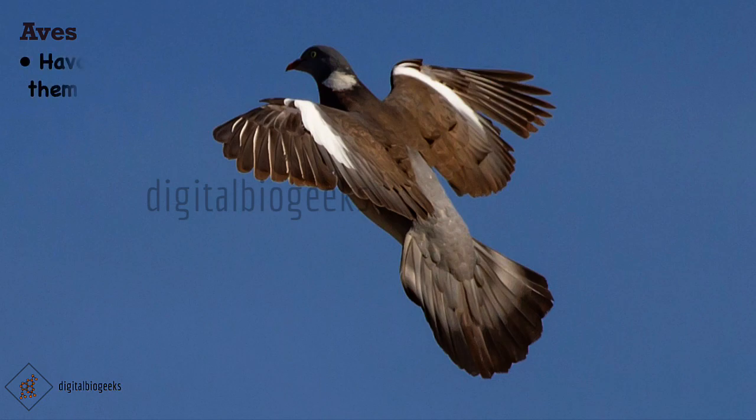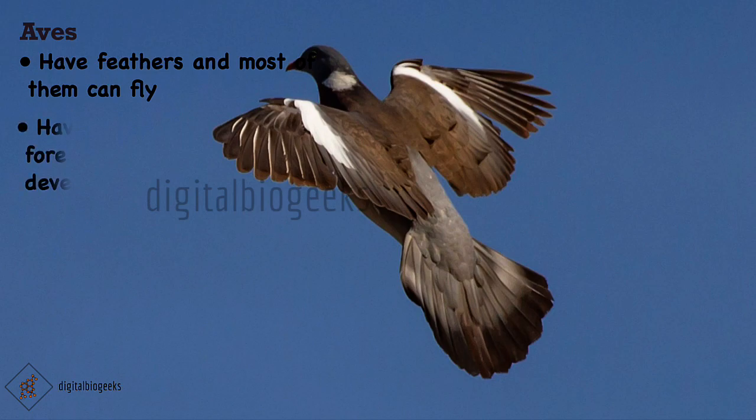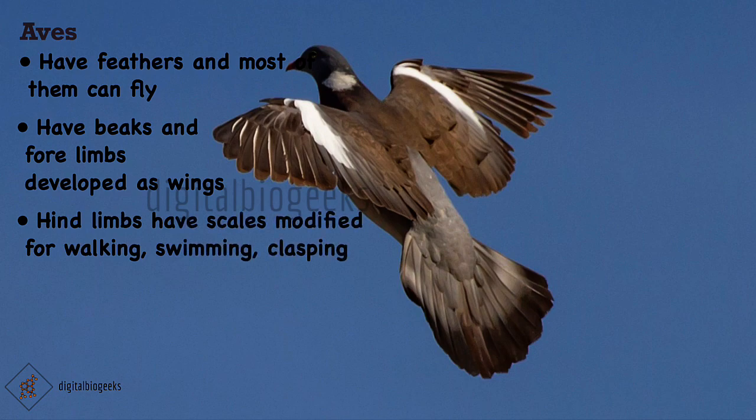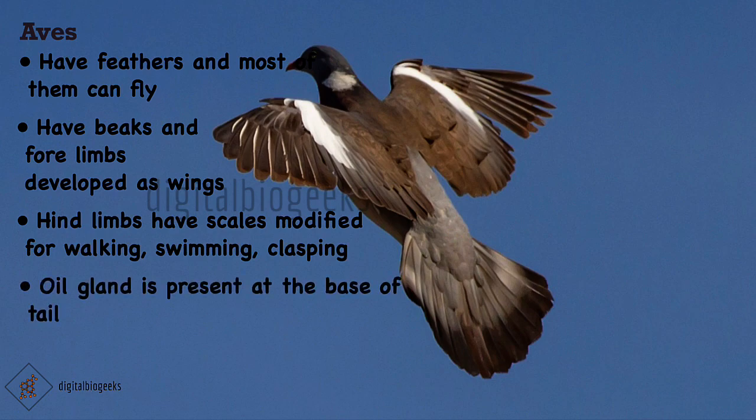Aves. They have feathers and most of them can fly except some like ostriches. They have beaks and their forelimbs are developed as wings. Hind limbs generally have scales and are modified for walking, swimming, clasping according to the environment in which they live. They have an oil gland at the base of the tail. They have a bony endoskeleton and the long bones are hollow with air cavities which help them to fly.